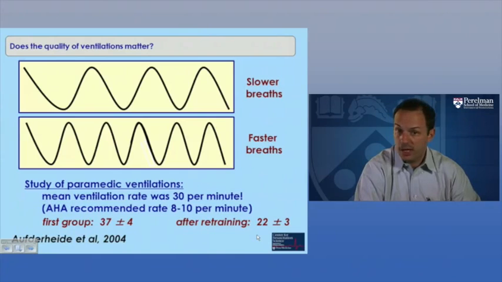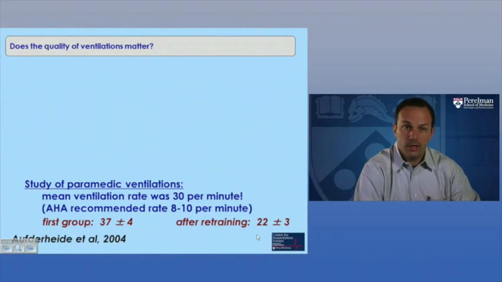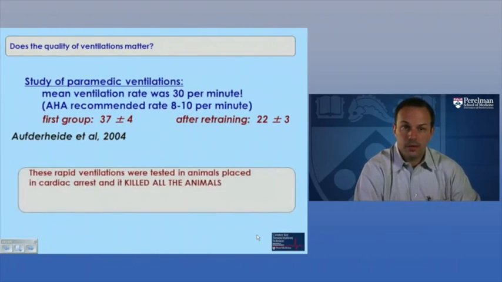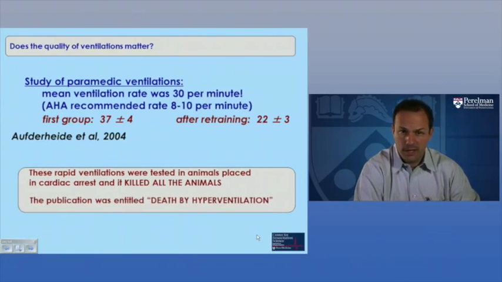I might ask you again rhetorically, in your hospital, in your EMS agency, what is the ventilation rate? Do the providers understand the importance of not hyperventilating? So I mentioned that the rapid ventilations tested in the animal lab killed all these animals. So that's a really bad thing. We don't actually have good data currently on whether rapid ventilations hurt humans, but it's certainly reasonable to assume that we should stick to the AHA recommended rate of 8 to 10 breaths per minute. And I had mentioned to you that this is death by hyperventilation. No such study called death by hyperventilation has been published on clinical cardiac arrest, although I imagine that manuscript could easily be written.